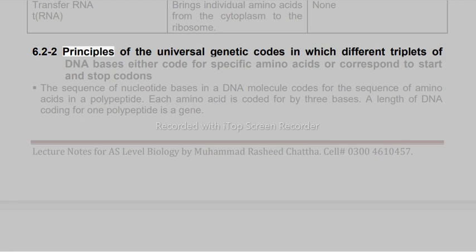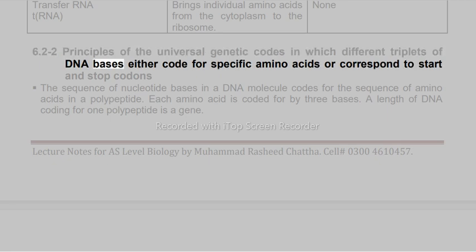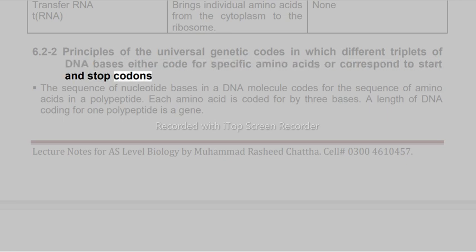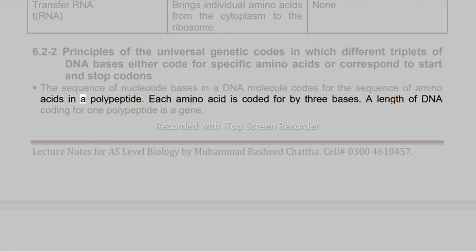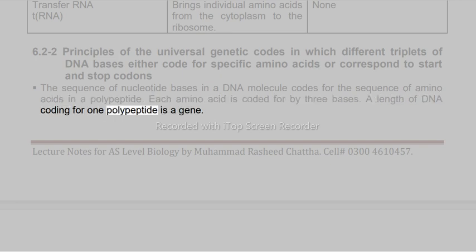6.2.2 Principles of the universal genetic code, in which different triplets of DNA bases either code for specific amino acids or correspond to start and stop codons. The sequence of nucleotide bases in a DNA molecule codes for the sequence of amino acids in a polypeptide. Each amino acid is coded for by 3 bases. A length of DNA coding for one polypeptide is a gene.